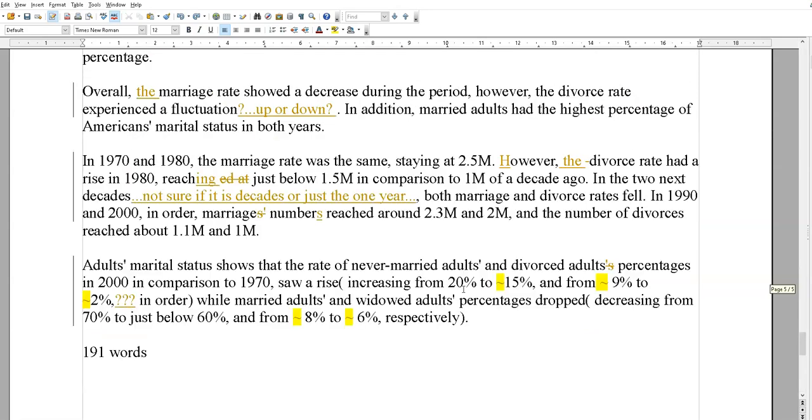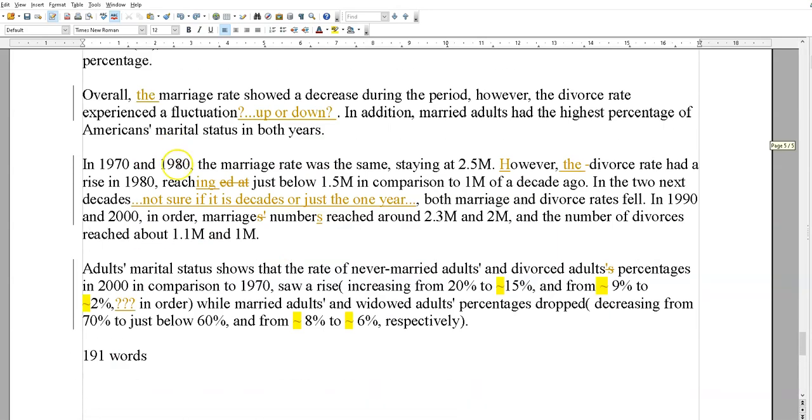Now, there's a few changes. This is the final one I made here. Introduction's good. Now, a fluctuation. Was it up? Was it down? However, the divorce rate, because it's a particular rate, so it needs an article. Reaching, not reached. So it would be reached to, or reaching at, or reaching just. And in the next 2 decades, well, as I said, it's not referring to decades. It's not in 1970s, 1980s, it's 1970, 1980, a particular year.